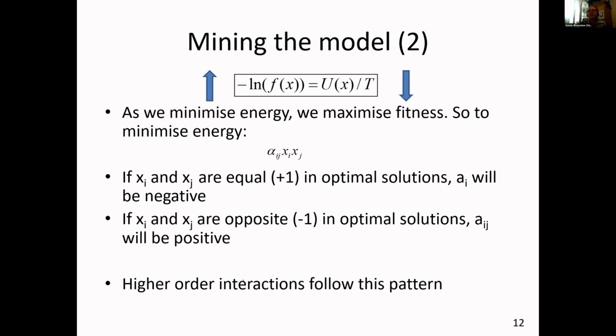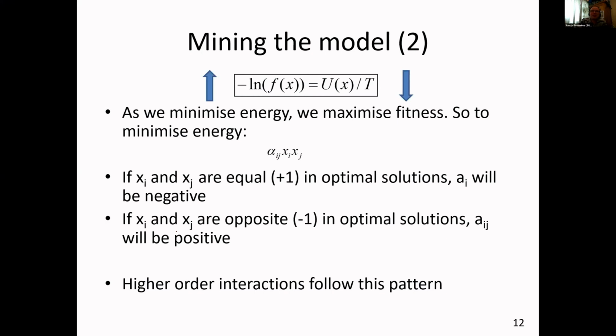Likewise, if we've got pairwise terms, if the variables should be the same as each other, then we would expect the alpha to be negative. There's an awful lot of positives and negatives in this one. And if they are opposite to each other, then we'd expect them to be positive. And it's all because of this negative log relationship with fitness. And higher order interactions kind of go on. With each level of interaction, we can look at the sign of the alpha value in the parameter in the model, and that'll tell us what we think good solutions should look like.